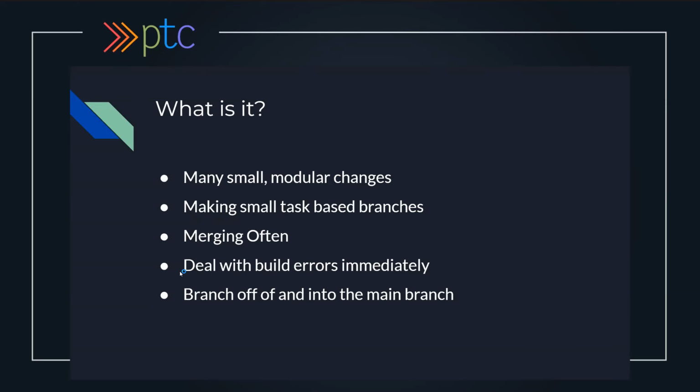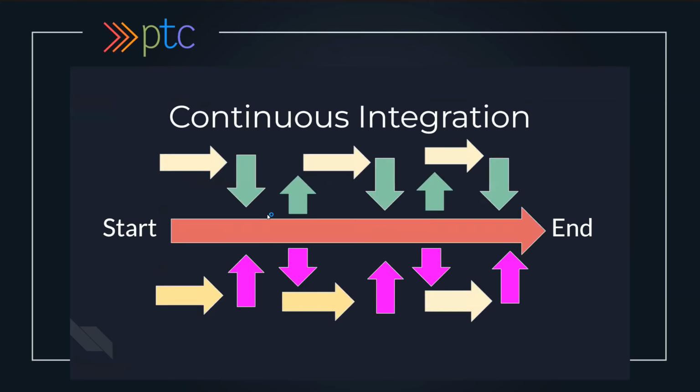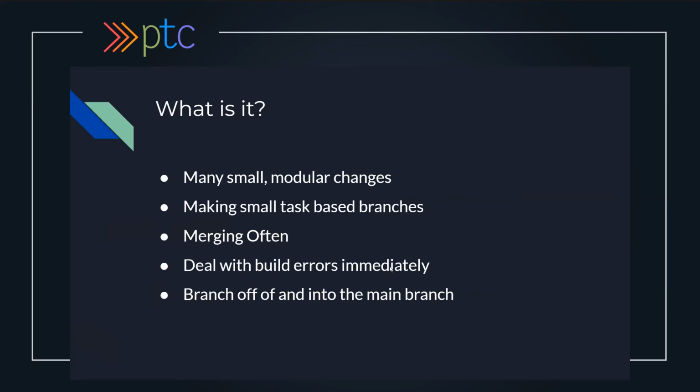So when you're merging stuff, you'll often run into errors, right? Maybe you and your teammate both merged together at the same time, and you both were working on the same file. Well, then you'll have to deal with that and figure all that out. The idea is that you want to deal with that immediately. As soon as you merge, you fix it so that what's on the main branch is always working, right? And before you move on to the next thing, you have to fix that build error. Then you branch off and into one main branch again.